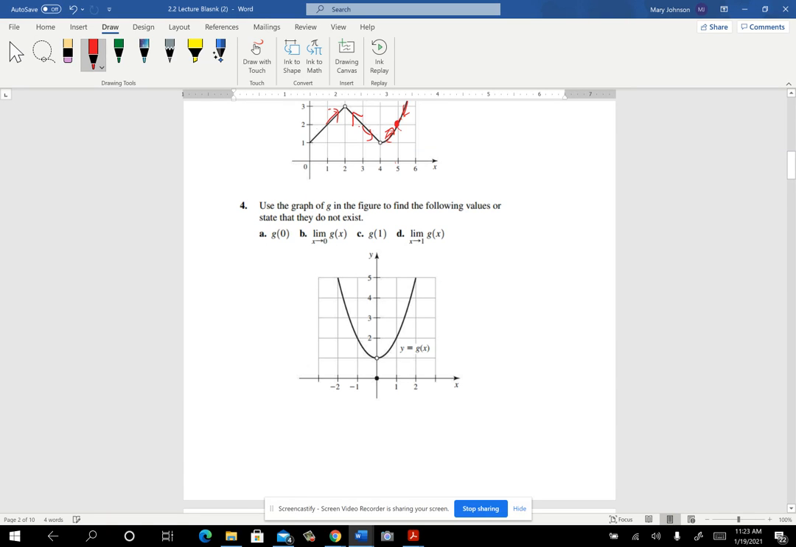All right, g of 0, so that's when you're right here, is 0. Okay, the limit of g of x as x approaches 0 is 1. G of 1 would be 2. And then the limit of g of x as x approaches 1 would also be 2.